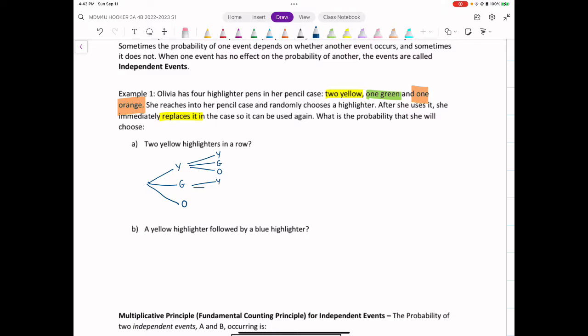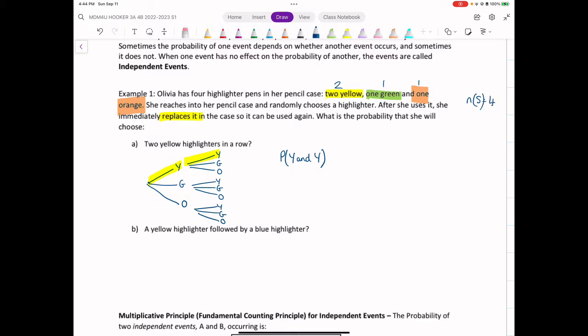And again. So now we're going to build this little tree, and try and fill in the values here. Okay, so what is the probability that she will choose 2 yellow highlighters in a row? So probability of a yellow and a yellow. Well, we need to be looking at this here, yellow and yellow. So first of all, what is the probability of her choosing a yellow in the first place? Well, let's think about it. We have 2 yellow, 1 green and 1 orange. So we have 4 possibilities. So a sample space is 4.